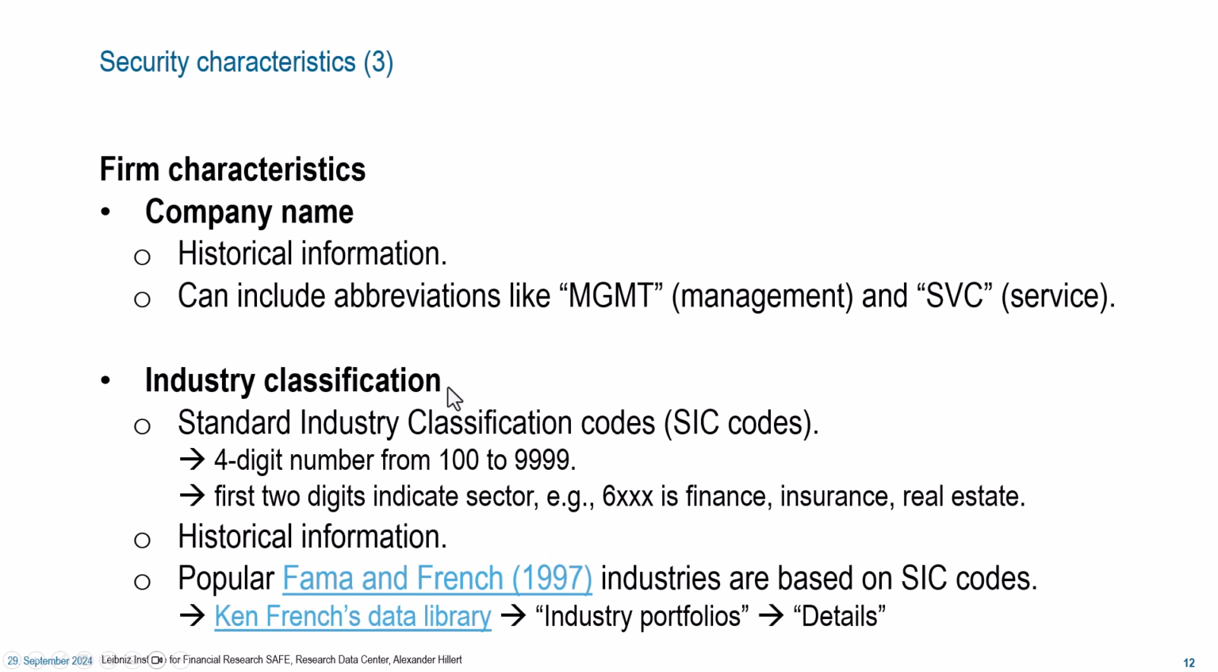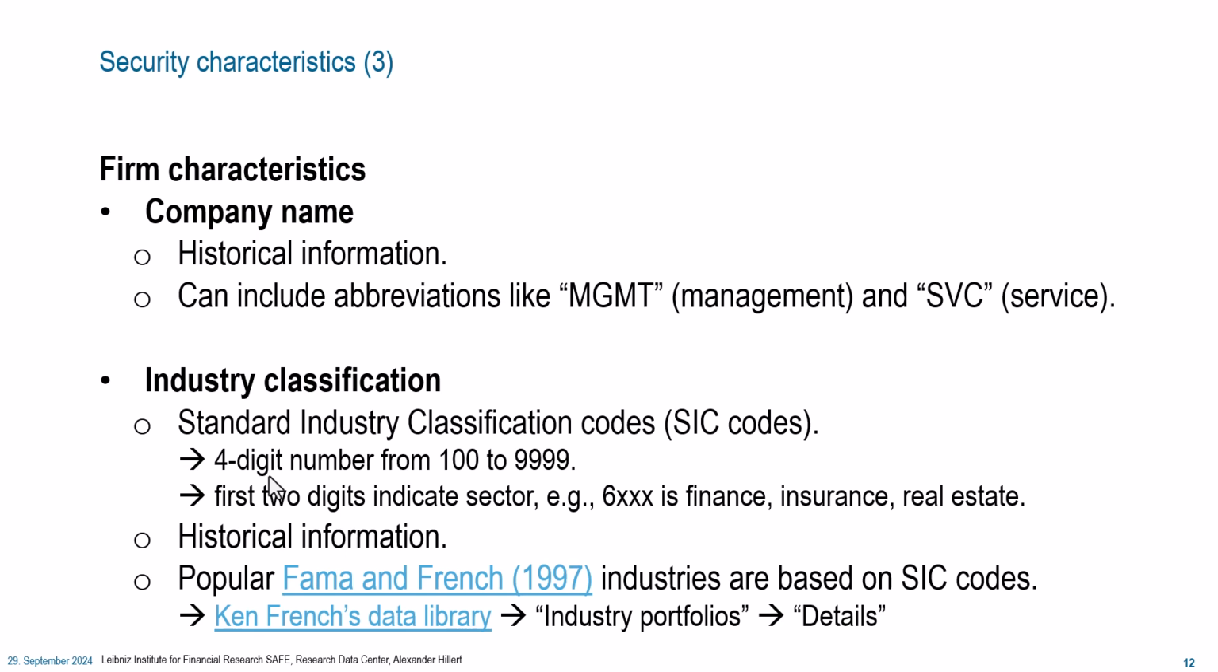Then for your analysis, you might be interested in knowing which industry a company is working in. For example, you want to do some industry analysis or control for industry time trends or something like that. And here CRSP provides you with the standard industry classification codes, or in short, SIC codes. And it's again historical information, which CompuStat does not have. And the SIC codes are 4-digit numbers. The lowest one is 0100, so 100. And the largest one is, of course, 9999.